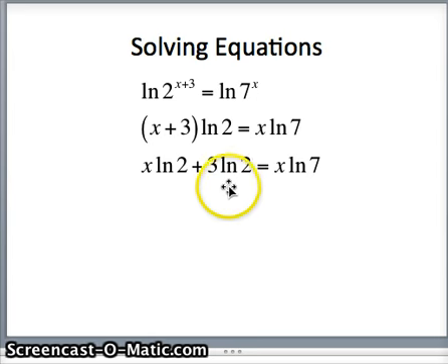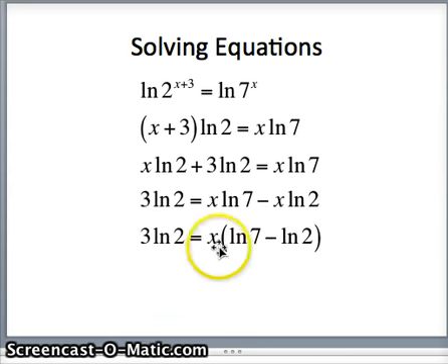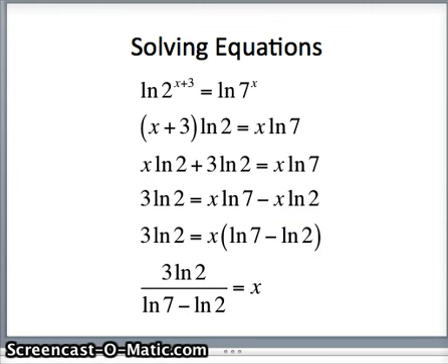So I'd have 3 log 2 on the left side and x log 7 minus x log 2 on the right side. Next, we're going to just factor this x. Factoring the x, we get x times (log 7 minus log 2). And then to solve for x, we're going to divide by log 7 minus log 2. And we get 3 log 2 divided by (log 7 minus log 2) is x.